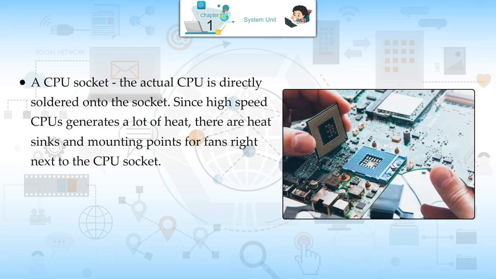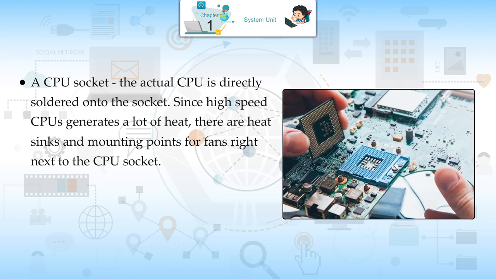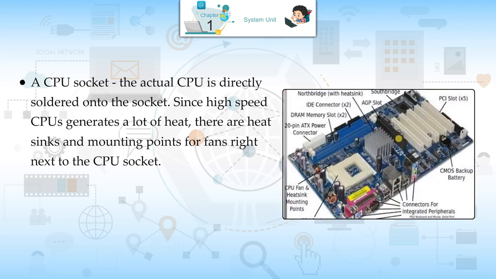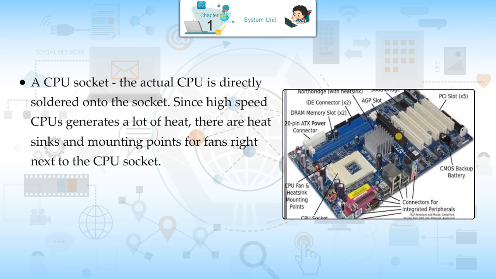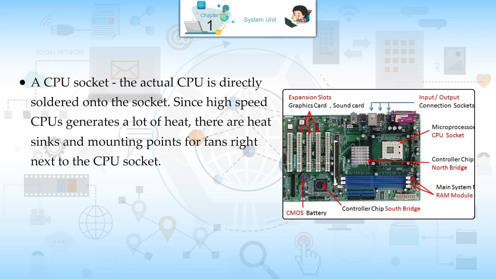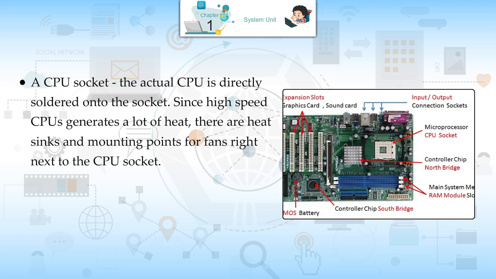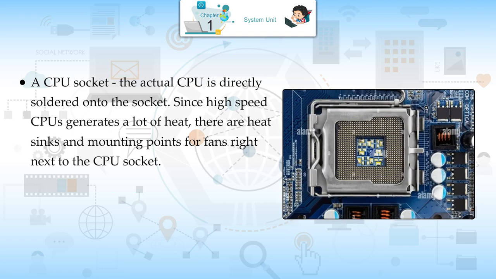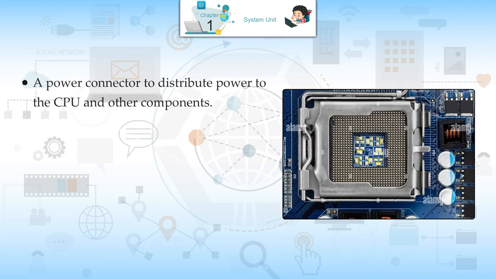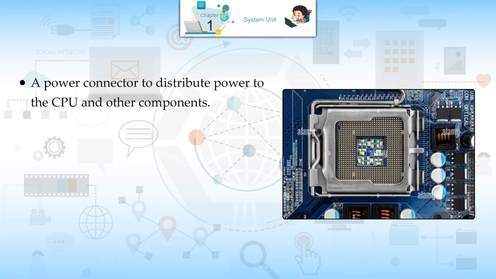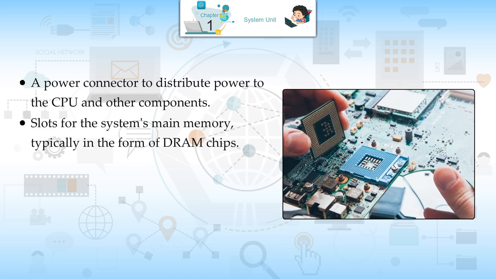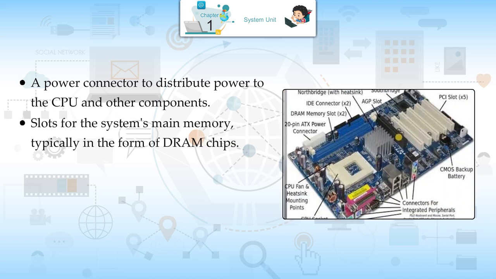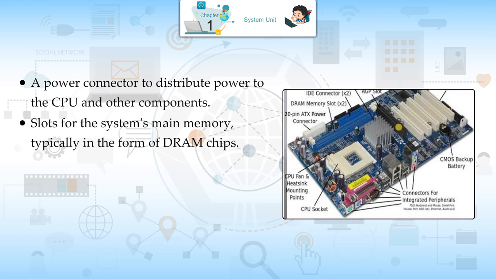A CPU socket. The actual CPU is directly soldered onto the socket. Since high-speed CPUs generate a lot of heat, there are heat sinks and mounting points for fans right next to the CPU socket. A power connector to distribute power to the CPU and other components. Slots for the system's main memory, typically in the form of DRAM chips.